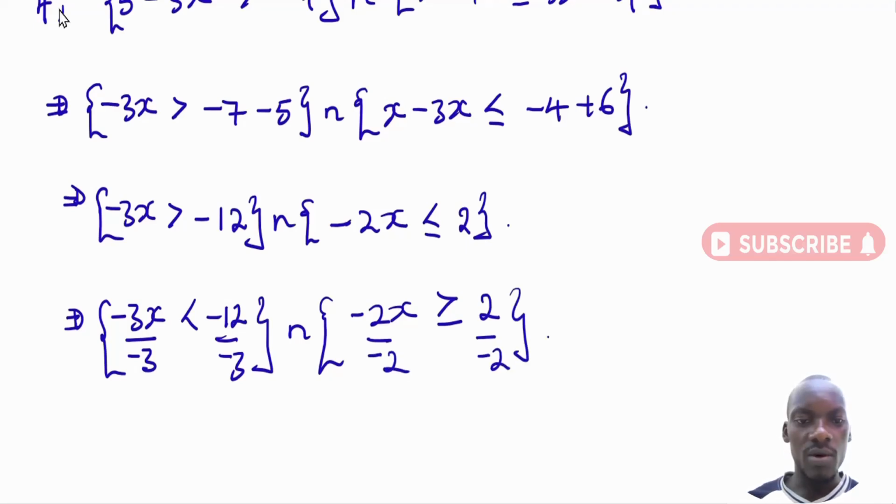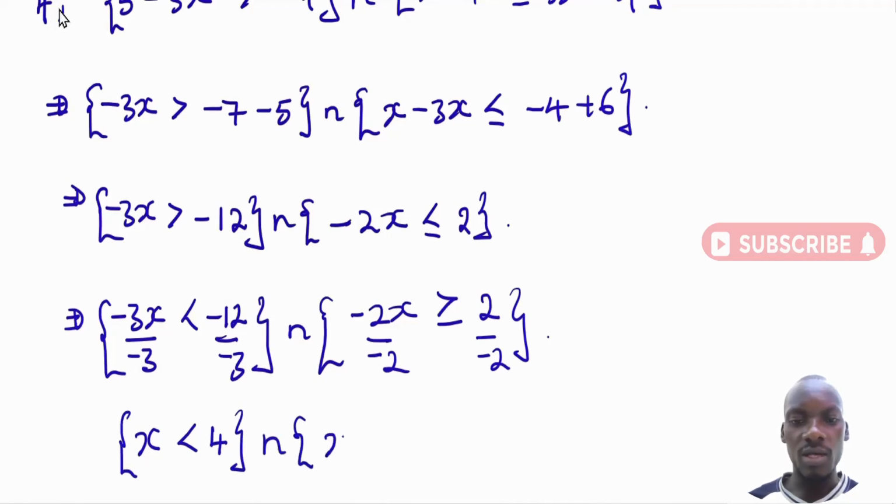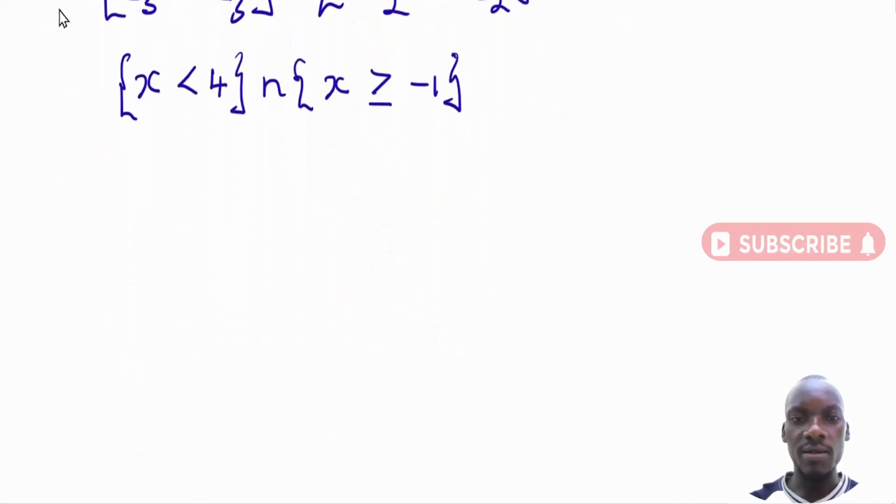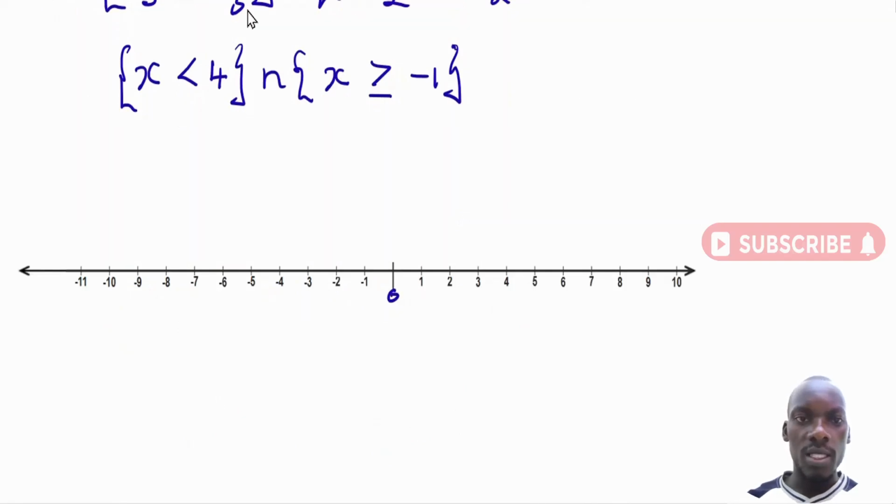So this is where we are going to remain with x alone being less than negative 12 divided by negative 3. We are getting positive 4, and a curly bracket, intersection, another bracket. Here we are going to remain with x alone being greater than or equal to negative 1. Then let us represent this on a number line. So remember this is 0. Let us begin with this.